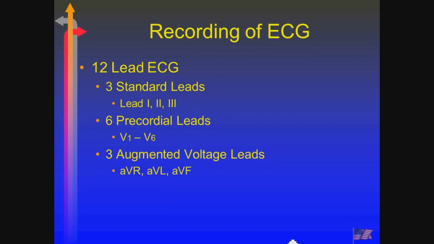When we do a 12-lead EKG, we are measuring that PQRST mechanism from 12 different views. If you think about it, the heart is not a two-dimensional structure, it's three-dimensional. I want to look at it from multiple views. I'm going to look at it from the left, from the right, from the bottom, from the top, from the front, and from the back. And I do that by placing leads, or placing electrodes, onto the patient.